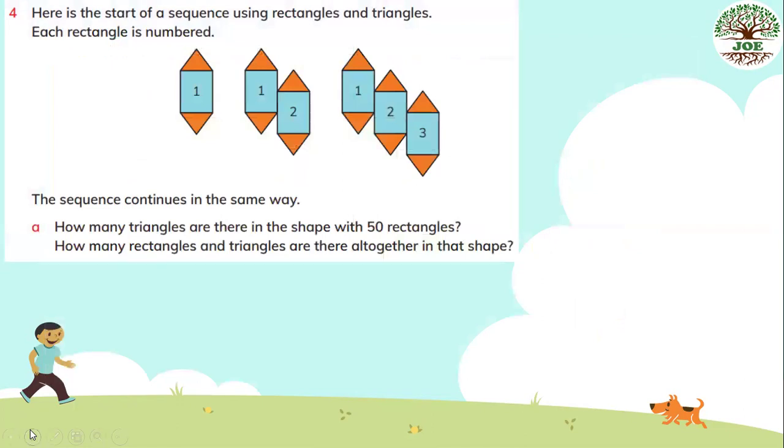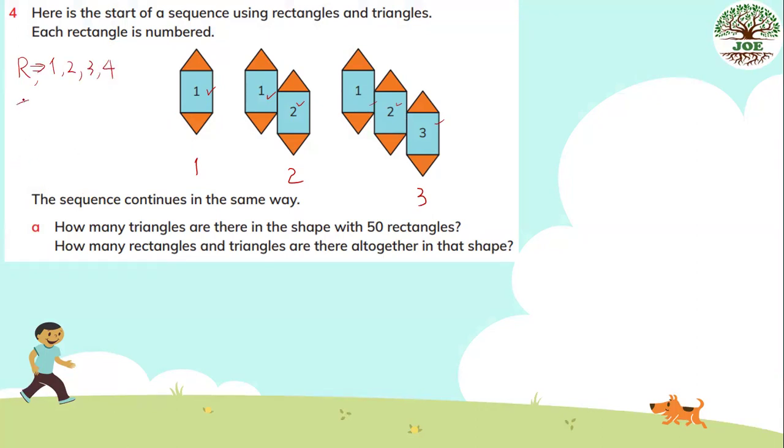Okay, number 4. Here is the start of a sequence using rectangles and triangles. Each rectangle is numbered. So look here, this is the first position, second position, third position. In the first position, there is one rectangle. Second position, two rectangles, then three rectangles. It means that position and rectangles are the same. So for rectangles, the sequence is 1, 2, 3, 4.